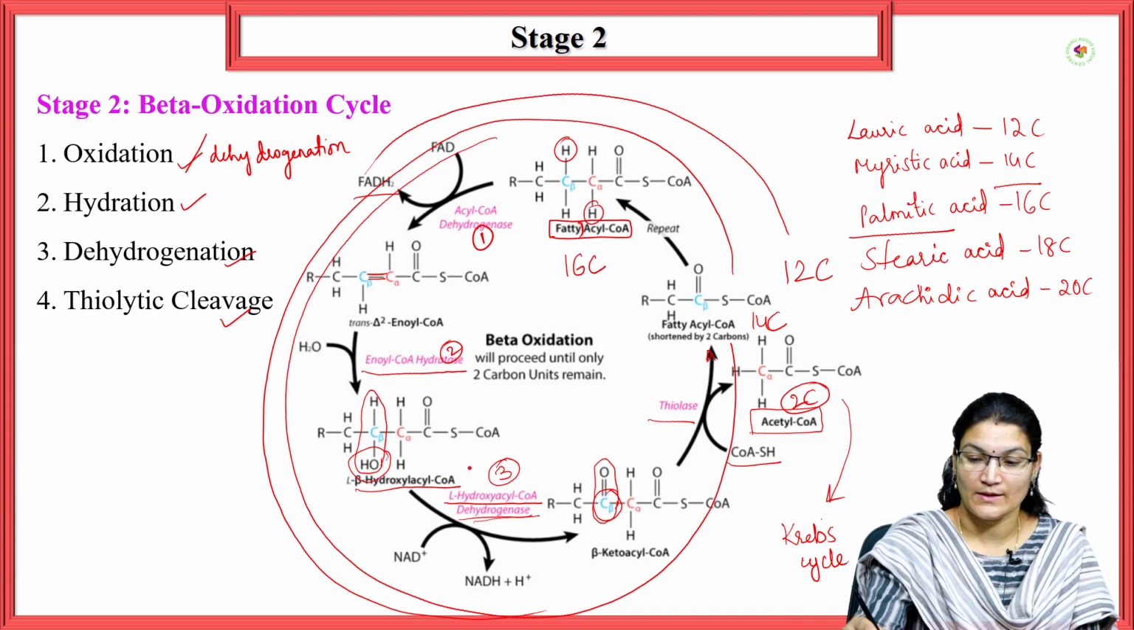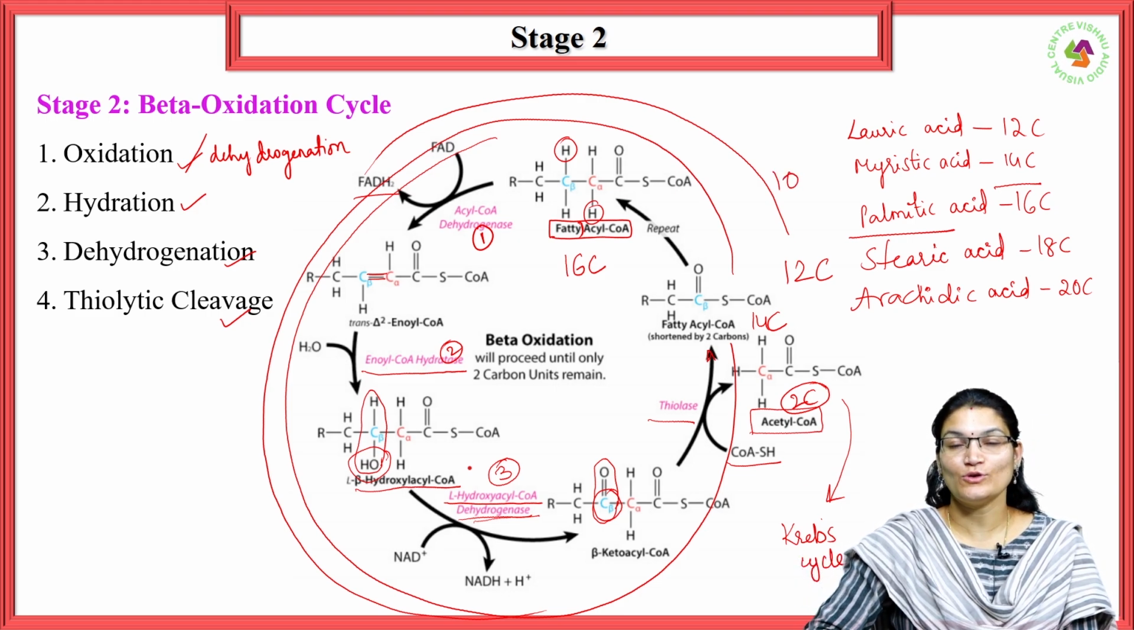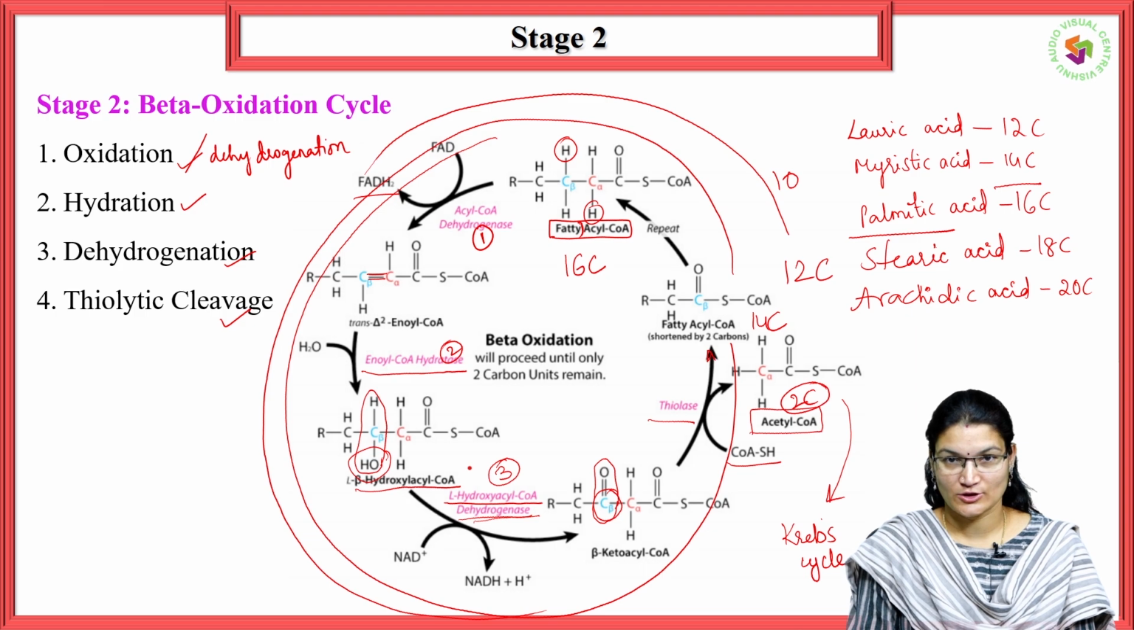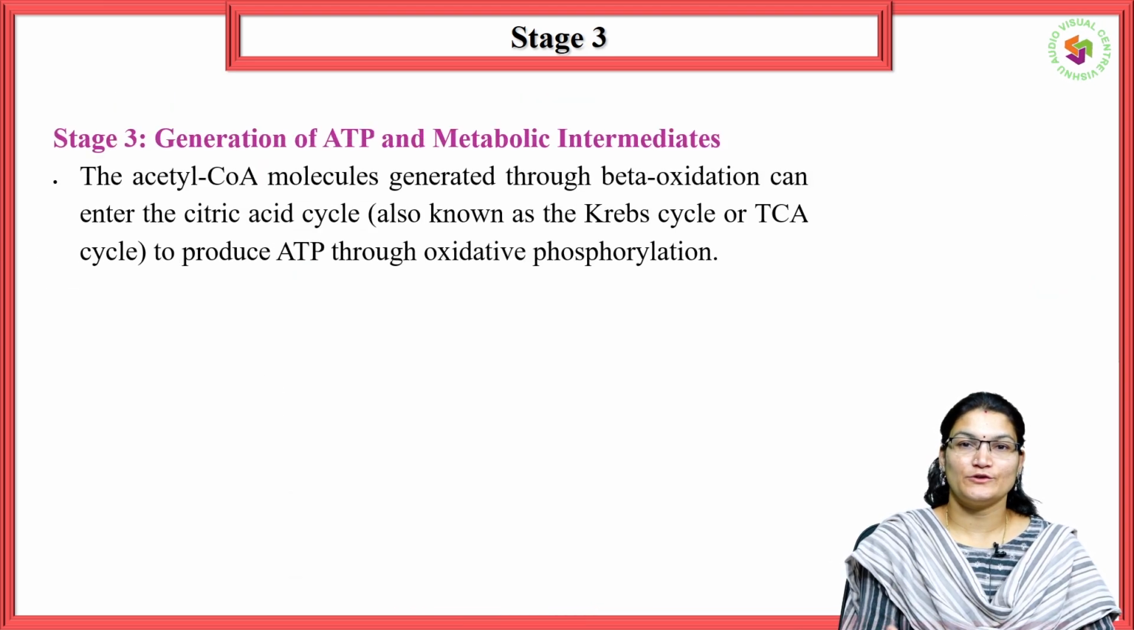Again it goes the same way, so 10 carbon, and so on, until it gets converted into 2 carbon acyl coenzyme A, 2 end products at the end, in stage 3, all the produced molecules.